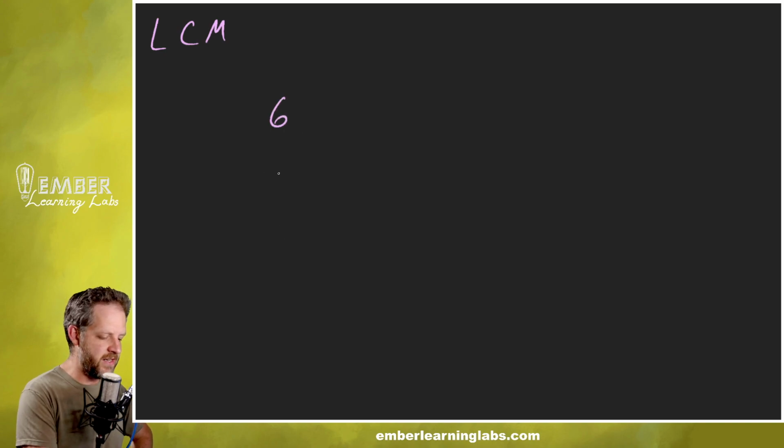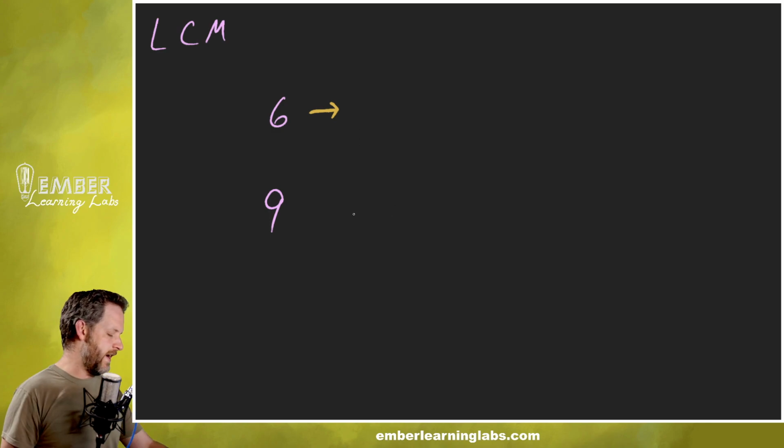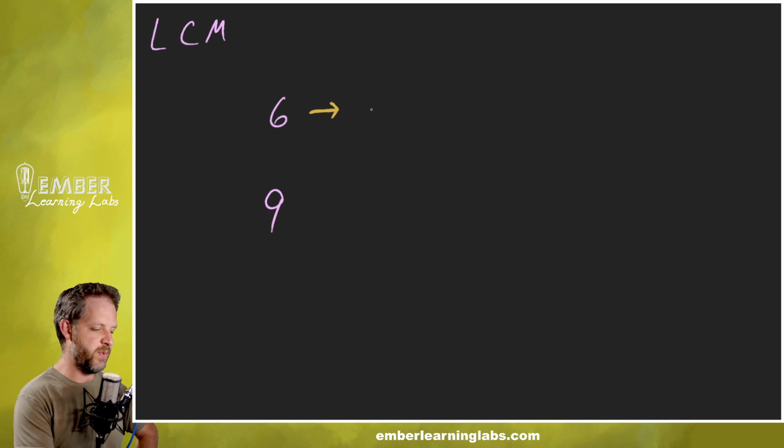6 and 9. Okay, so let's find the least common multiple between 6 and 9. We'll list out our multiples. If you already know it, like you can look at it and already tell me what the answer is, go for it. That's not a problem at all. That's a good practice at this point.